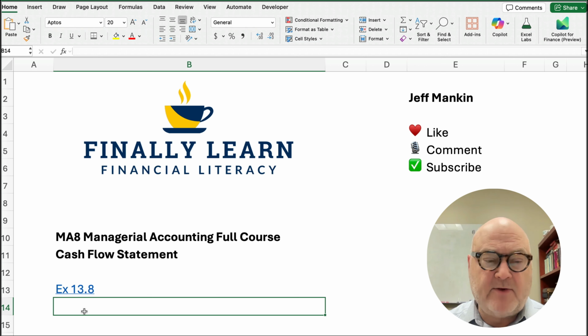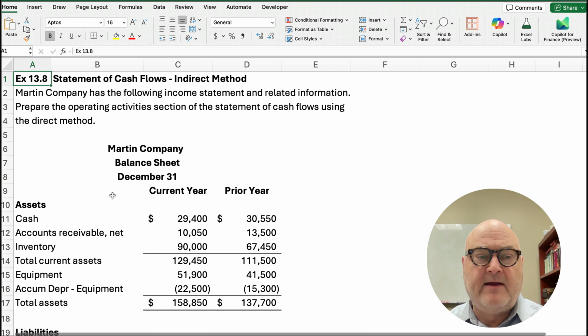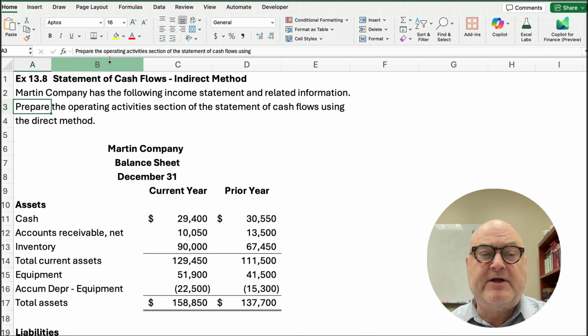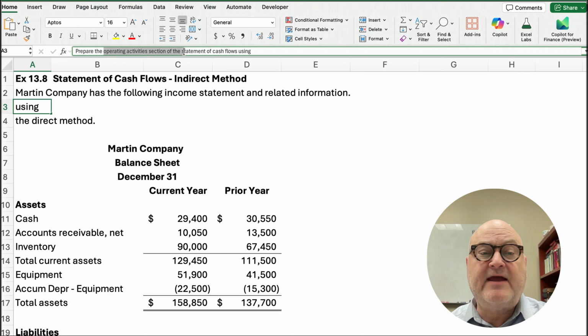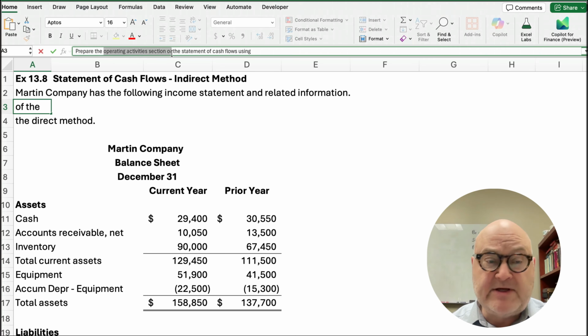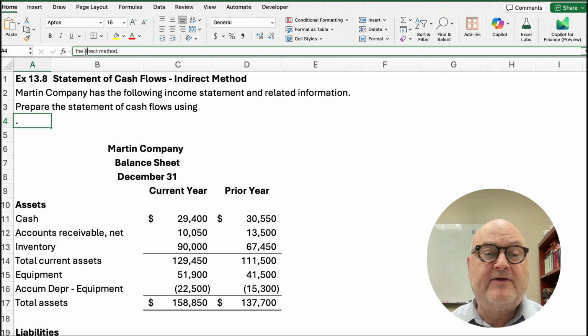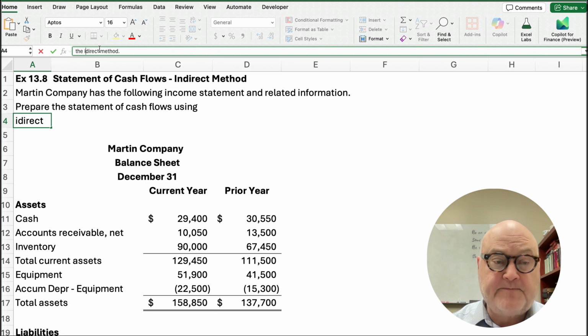And so let's get started with this full problem. So let's say we have the Martin Company, we have a full balance sheet. Okay, the instruction should be prepare the statement of cash flows, right? So I'm going to edit this just a little bit. Prepare the statement of cash flows using the indirect method. We're going to do indirect here.